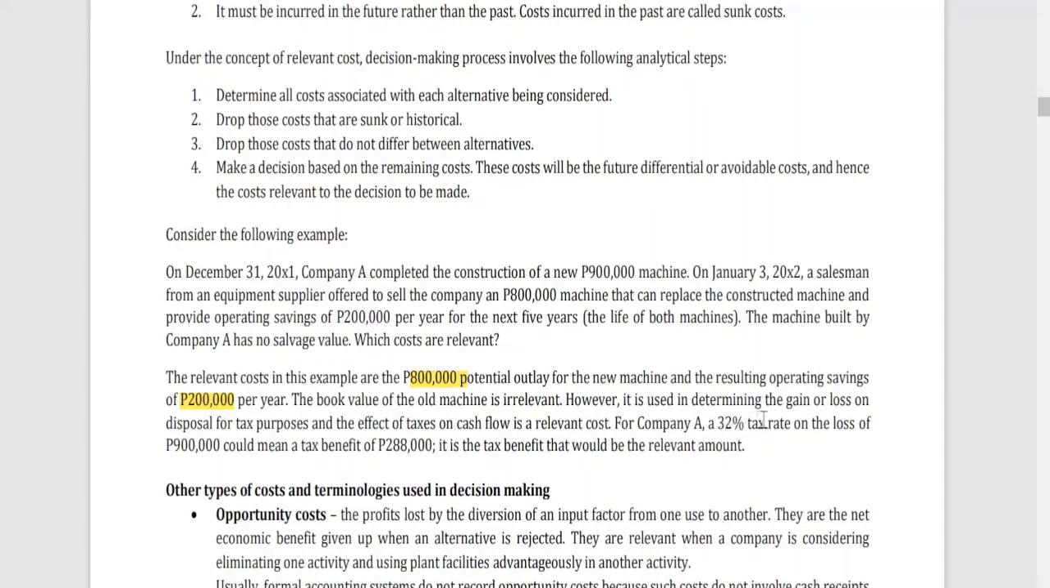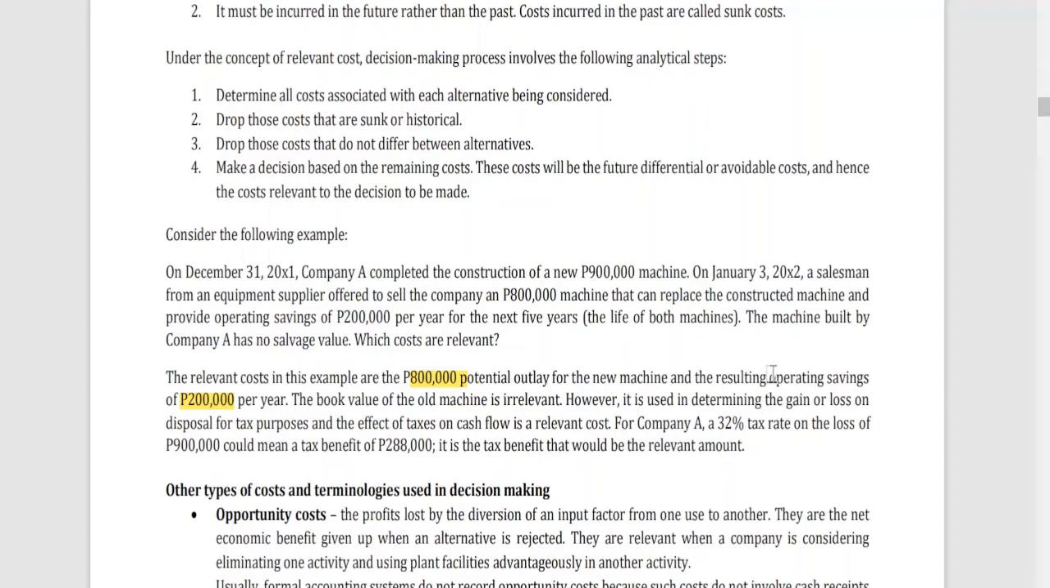So for Company A, there will be a 32% tax rate on the loss of 900,000. Kaya imo mo siyang i-dispose. So 900,000 times 32%, there would be a tax benefit. So tax benefit siya because it is a loss when you write it off. So kay loss man siya, di ba, that would reduce your tax because the losses are deductions from your net income. So, naa kay tax benefit of 288,000. So, the tax benefit, okay, would be relevant.